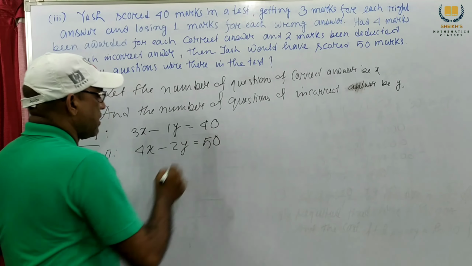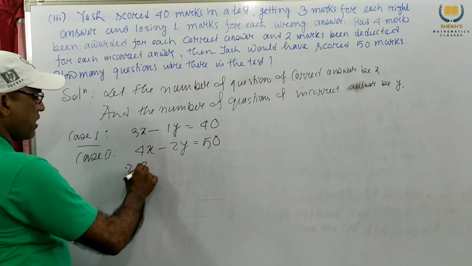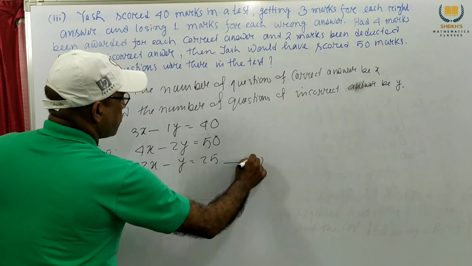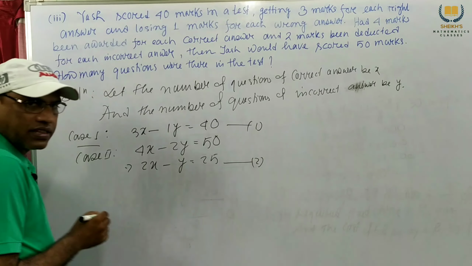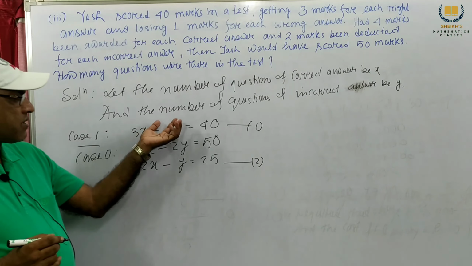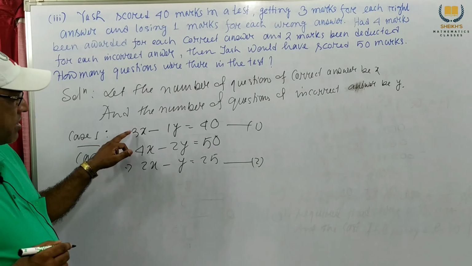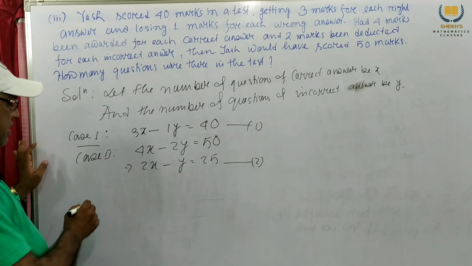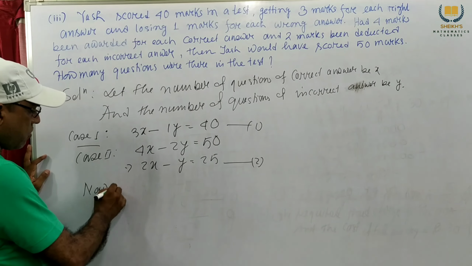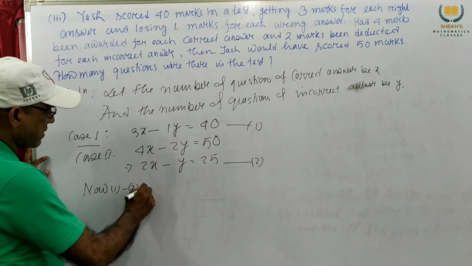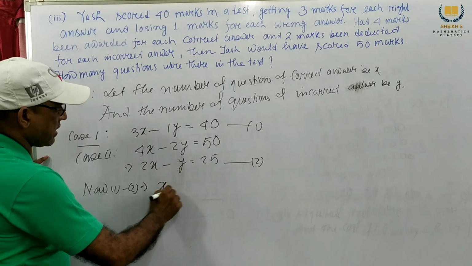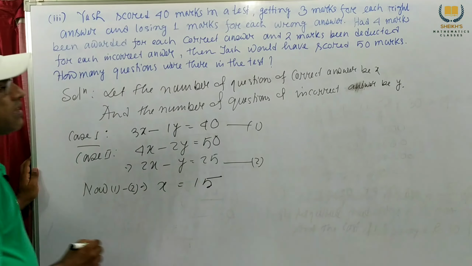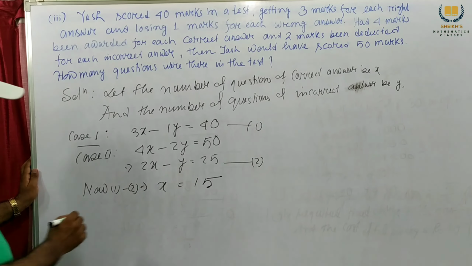This one. If we divide both sides by 2, then 2x minus y equal to 25. This is number 2, this is number 1 we get. Very easy, just the elimination method. This minus this, y cancels. Then 3x minus 2x is x. 40 minus 25 is 15. The value of x is 15.